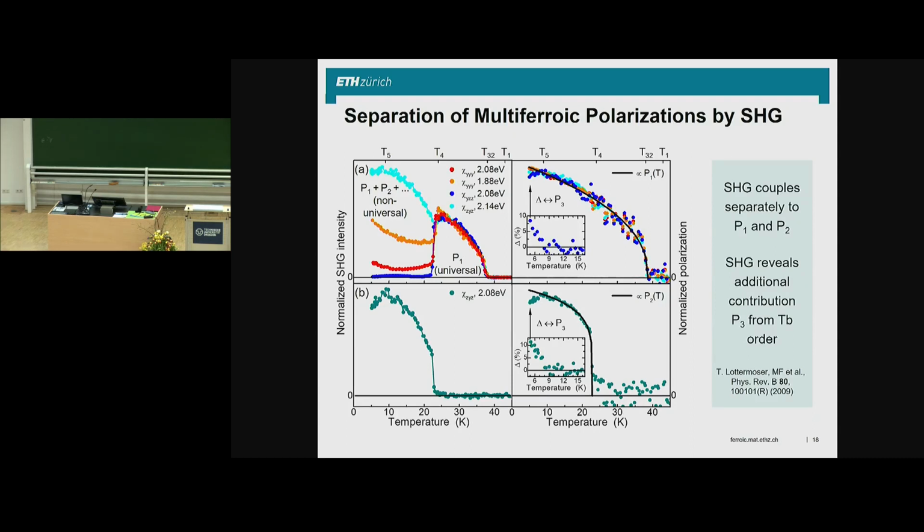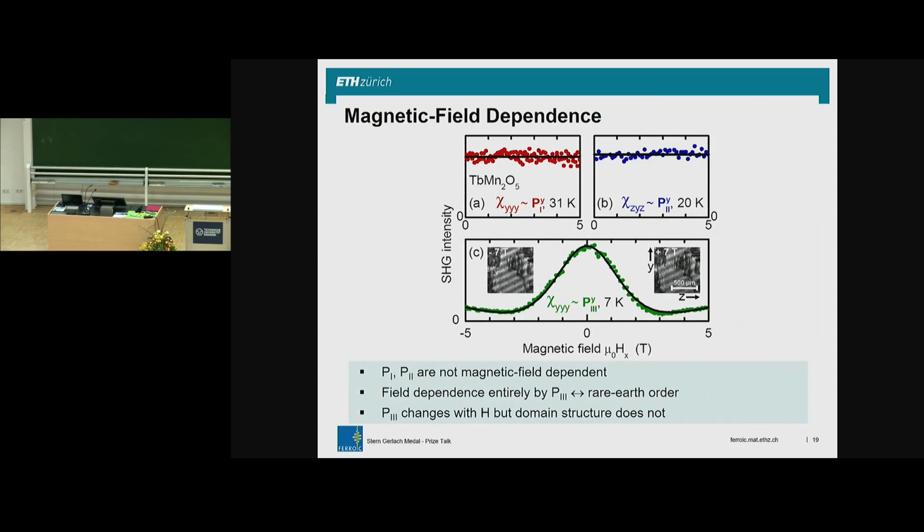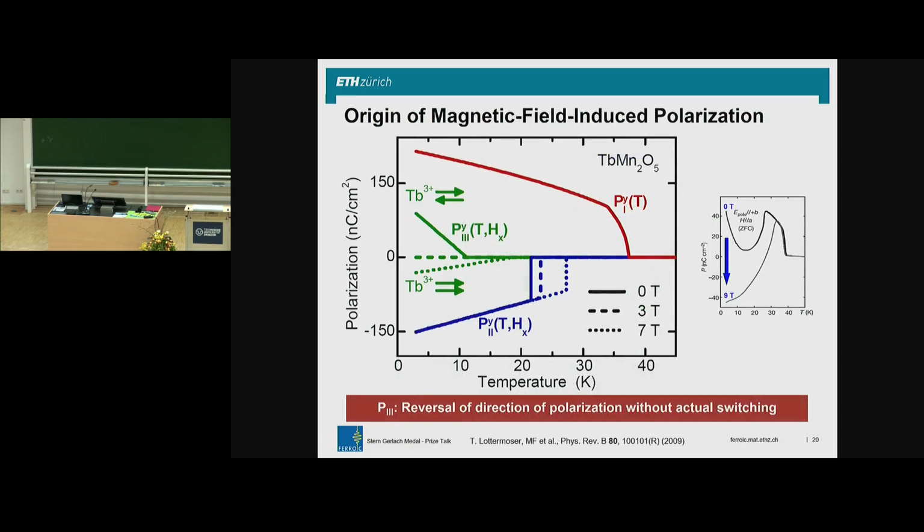How is the magnetic field dependence? Here you see polarization contributions 1 and 2 don't care. They stay the same in fields up to 7, here 5 Tesla. But contribution number 3 responds. So in total we get this picture. We have three contributions to the polarization, two that are relatively insensitive to magnetic fields, with a little shift in the ordering temperature. And the third one has this magnetic field dependence that reverses the polarization in a magnetic field.